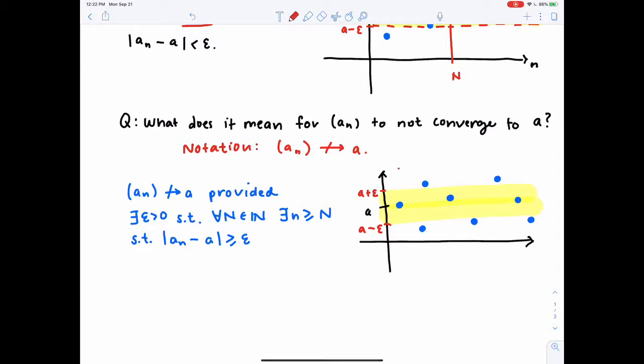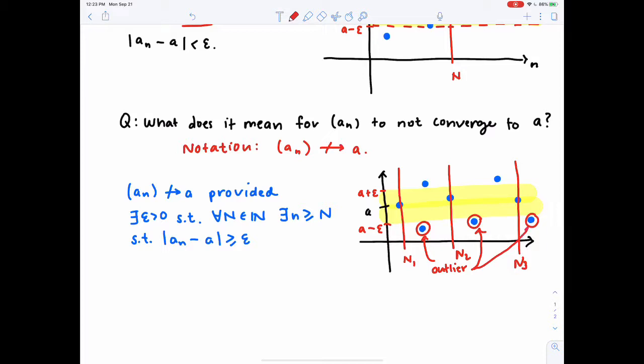So let's say I try to pick capital N to be here, and I'll say this is my first attempt. Well, then I could say this guy right here is an outlier. It's a guy in the tail that's not in the band. And so then I could say, well, go further, try to chop your tail here. But then notice there's an outlier here. And then I could try to say, well, keep going. Pick this n value. Again, there's another outlier. So no matter what we pick, there's always going to be an outlier past that tail.